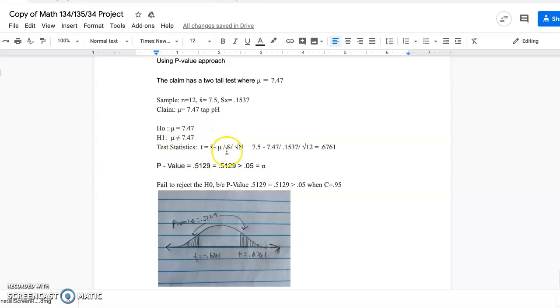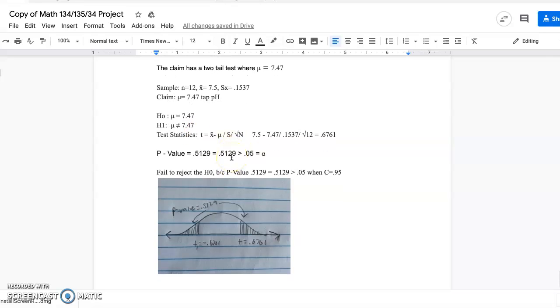For the test statistic, we have this formula given here. We would plug it in. So it would be x bar minus mu divided by s divided by the square root of n. So we would plug the numbers in: 7.5 minus 7.47 divided by 0.1537 divided by the square root of 12. So that would give us a total of 0.6761 for the test statistic.